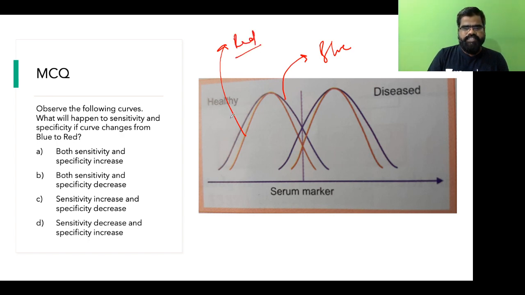The question is asking what will happen to the sensitivity and specificity if the curve changes from blue to red. The blue curve is intersecting here, and if the blue curve changes to the red curve, the intersection point is this.